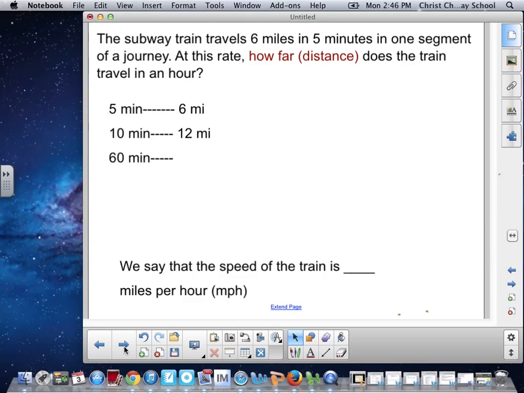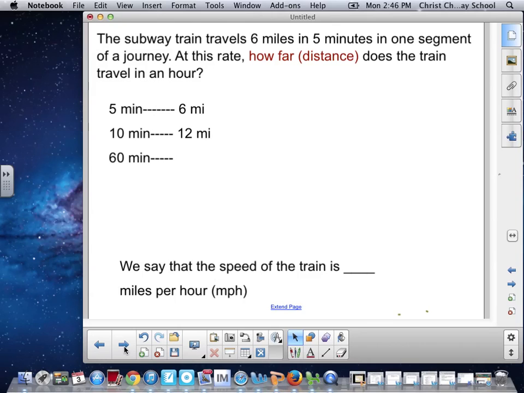Okay, here's a word problem. Please follow along as I read. We're going to be figuring out the miles, or the distance, and the speed. The subway train travels 6 miles in 5 minutes in one segment of a journey. At this rate, how far, distance, does the train travel in an hour?